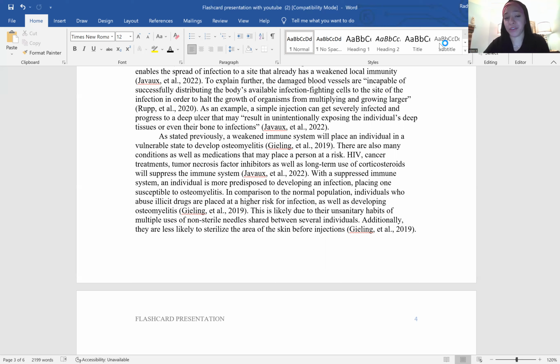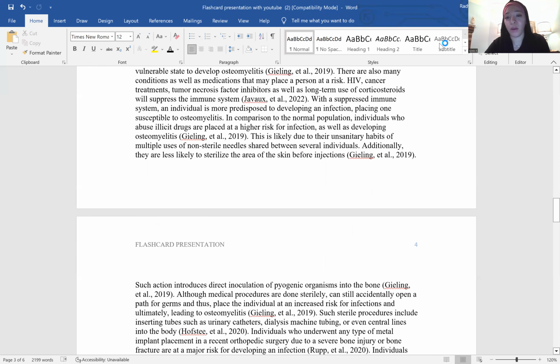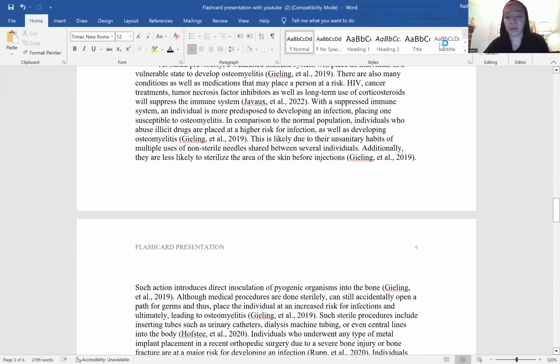HIV, cancer treatments, tumor necrosis factor inhibitors, as well as long-term use of corticosteroids will suppress the immune system. With a suppressed immune system, an individual is more predisposed to developing an infection, placing one susceptible to osteomyelitis.